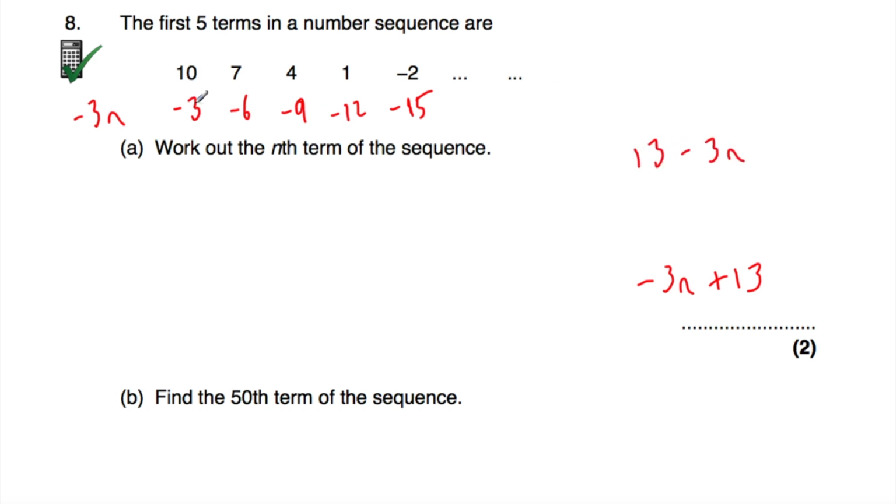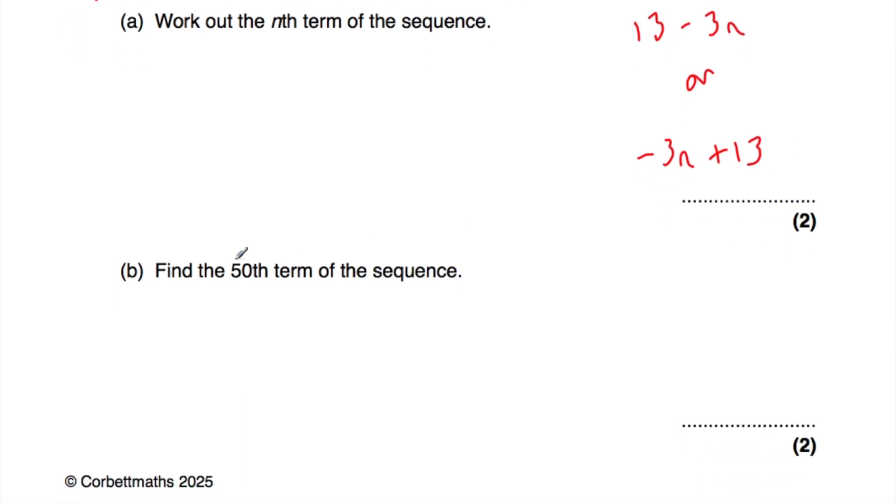So they start off with numbers getting smaller by 3 each time. So negative 3, negative 6, negative 9, and so on. They write negative 3n and then figure out it's plus 13. And then they just write it the other way around, where it's 13 subtract 3n rather than negative 3n plus 13. So you can write it either way. You write 13 subtract 3n or negative 3n plus 13. And that's it.